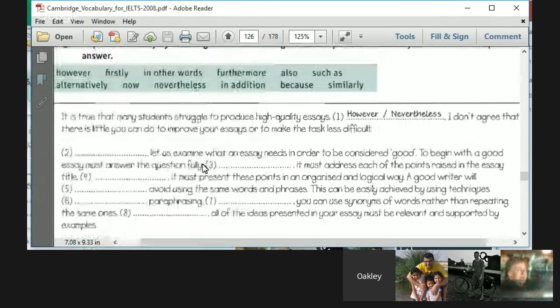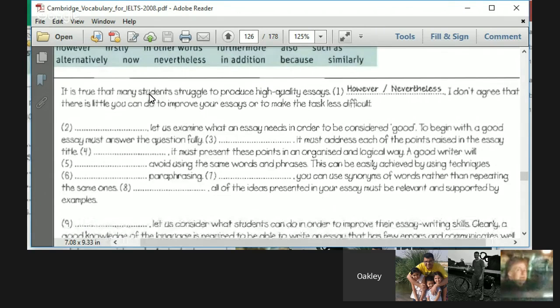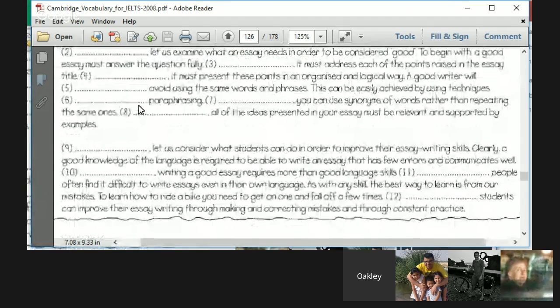Okay. However? No. It's not a contrasting idea to the first idea. It's an additional idea, and the key is sequencing. Firstly, let's do this. Blank. Let's do this. Okay. You could say secondly, but it's your last paragraph.